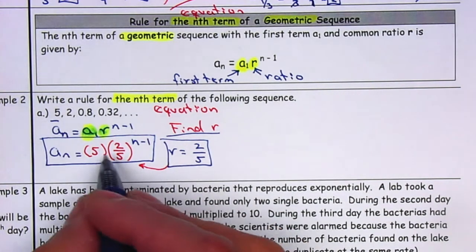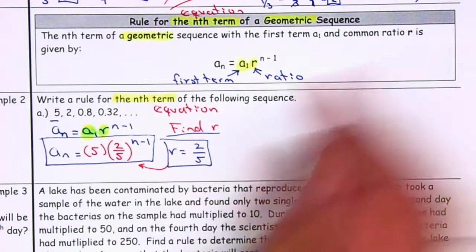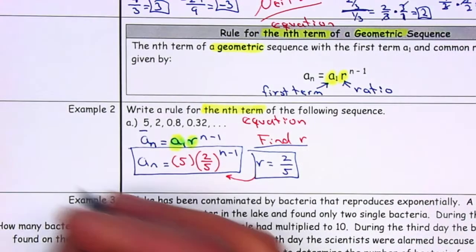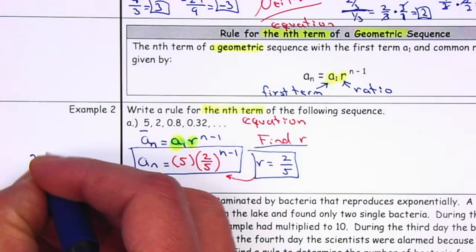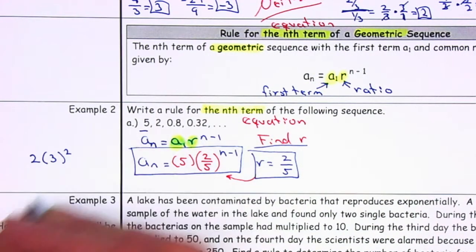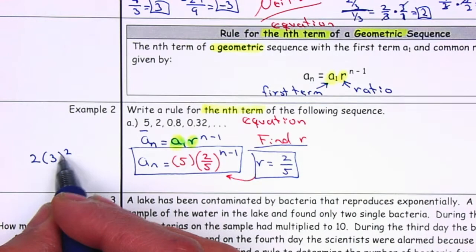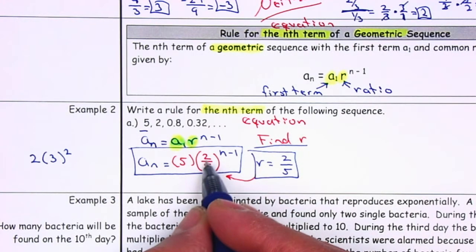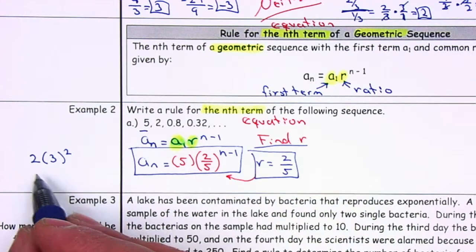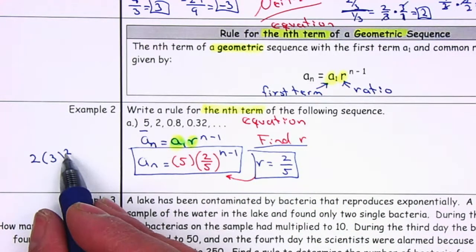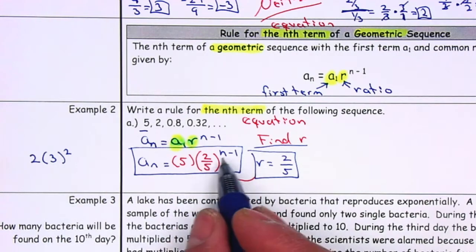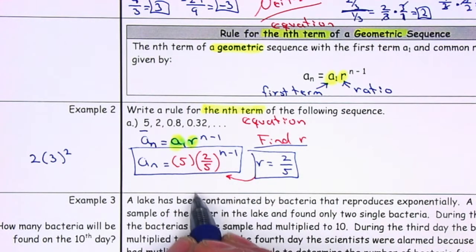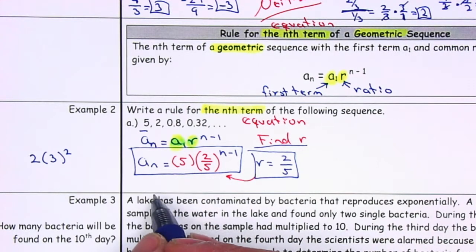Now remember that you are not able to simplify it, because if you have 2 times 3 to the second power, the square belongs only to the 3. In this case, the n minus 1 is only an exponent for the 2/5. You cannot multiply 2 times 3 and then to the second power. So in this case, we can now multiply 5 times 5 over 2. And many of you guys are going to simplify on the test, which will be incorrect.